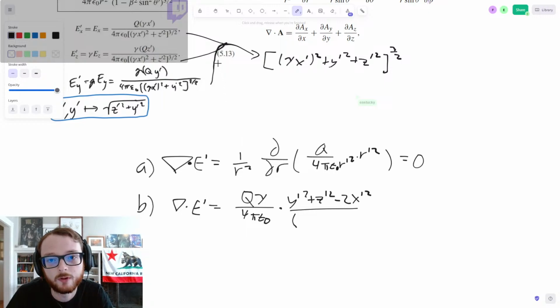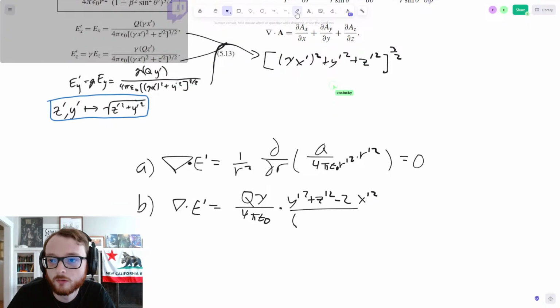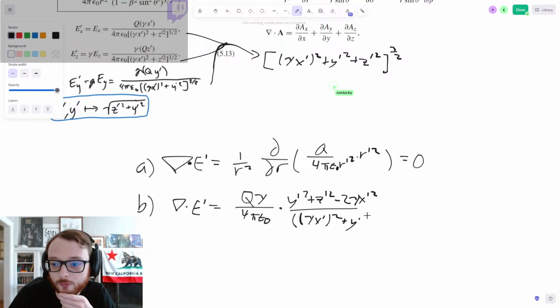Ooh, this has a gamma. Can I solve JEE Advanced questions in the next stream? Probably not. I have not had good luck solving those. X prime squared plus y prime squared plus z prime squared to the 5 over 2.